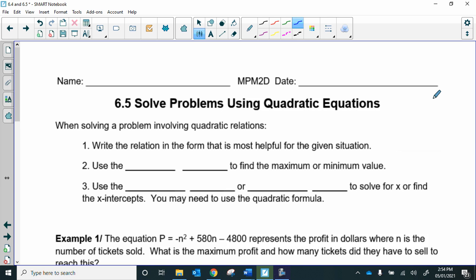Okay, welcome back. We're going to look at 6.5, solve problems using quadratic equations. Make sure you pay close attention to this lesson. This is probably one of the more difficult ones because we are solving word problems, which is not everyone's favorite.